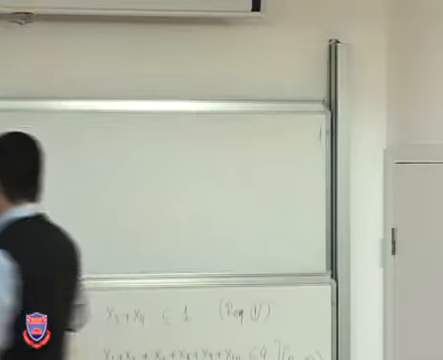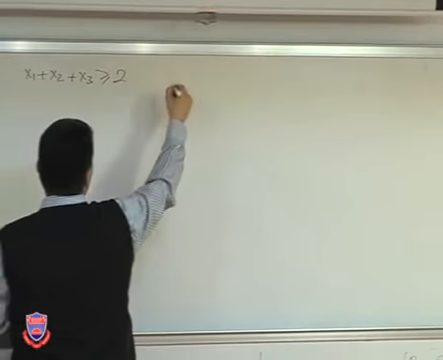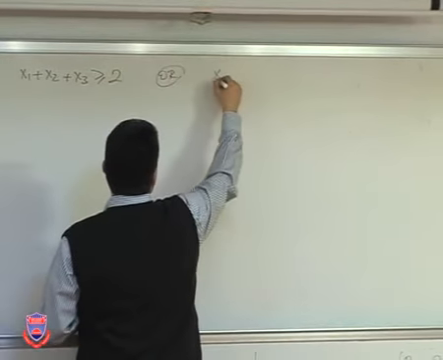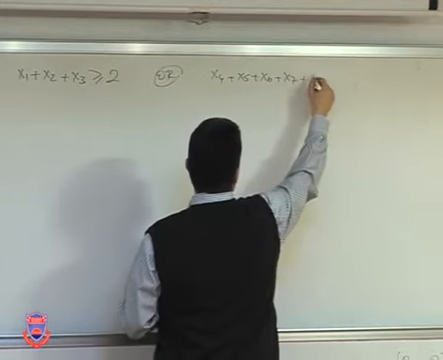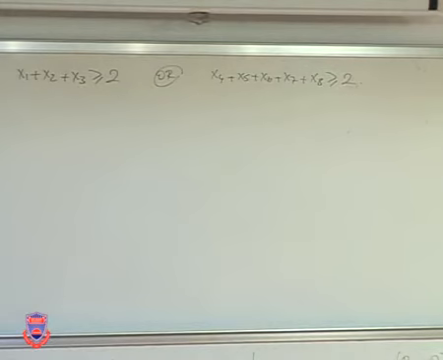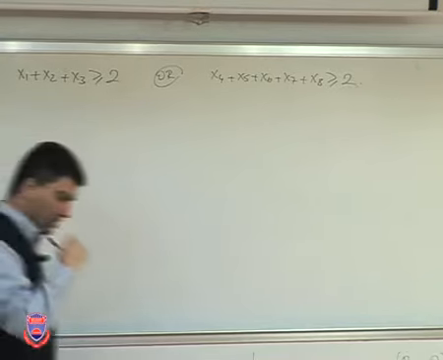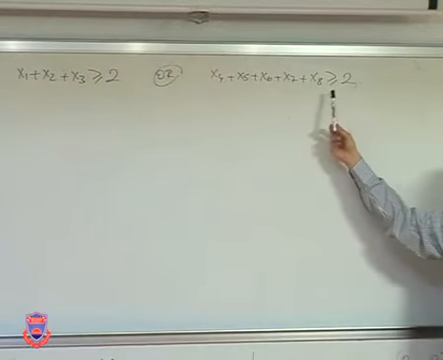So let me rewrite these constraints again. The first one is x1 plus x2 plus x3 is greater than or equal to 2, or x4 plus x5 plus x6 plus x7 plus x8 is greater than or equal to 2. Now here comes a crucial observation. Essentially, I want to satisfy either the first inequality or the second inequality.